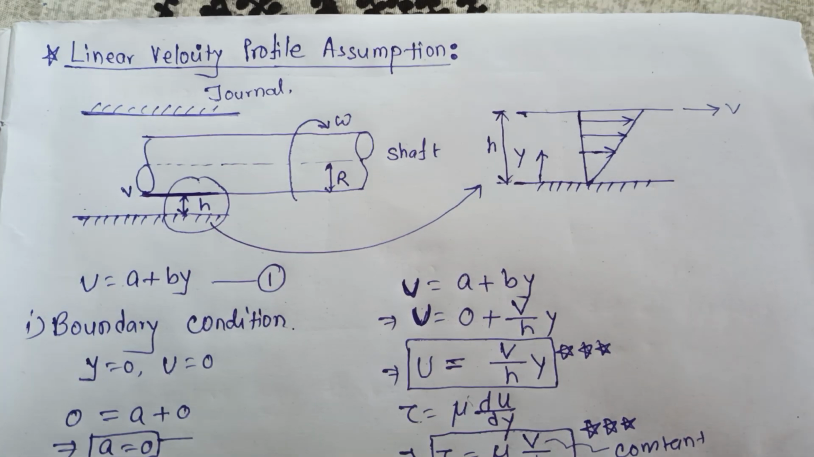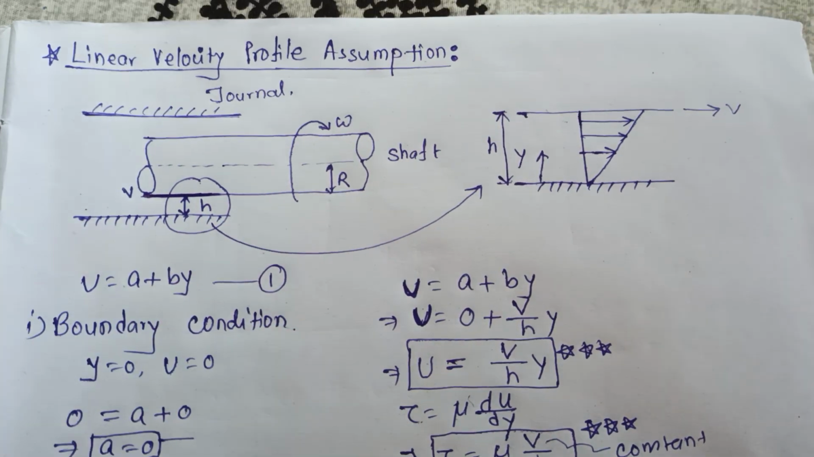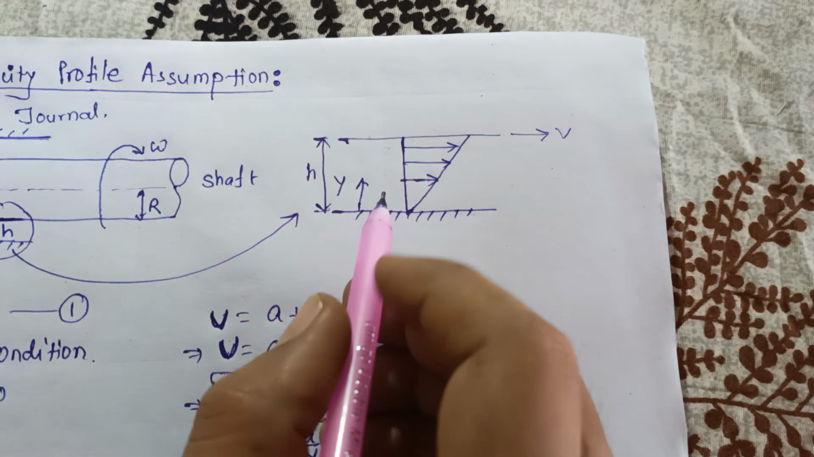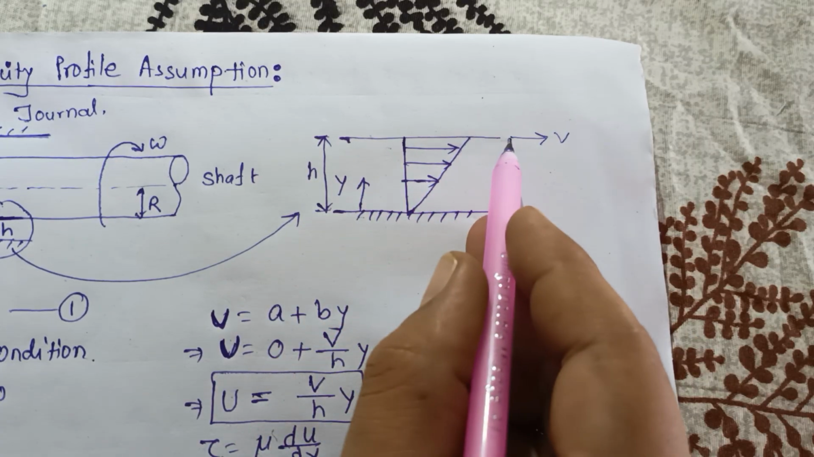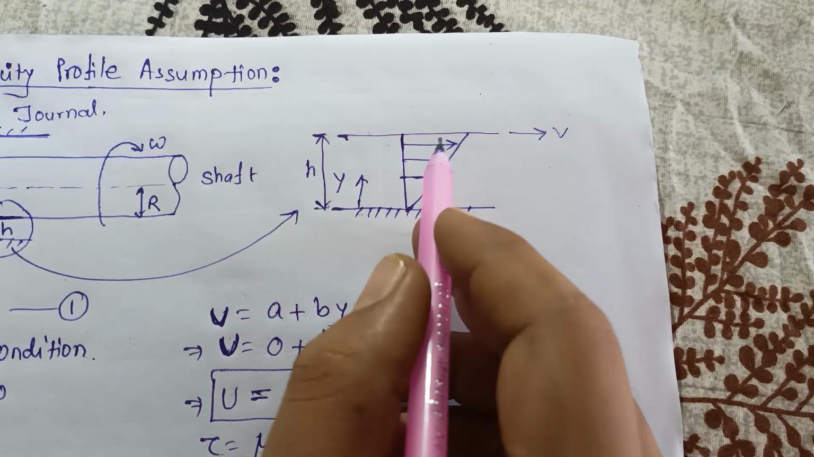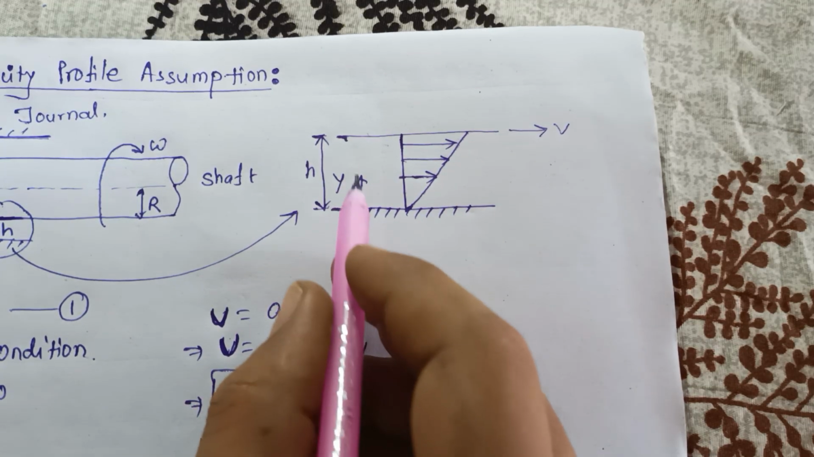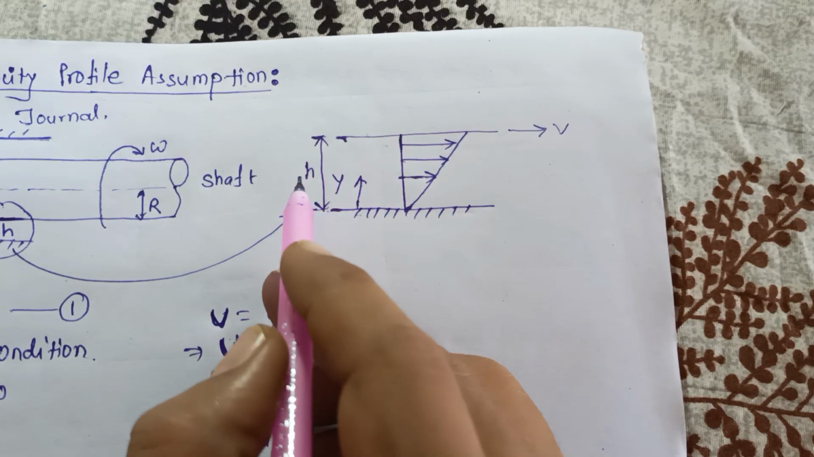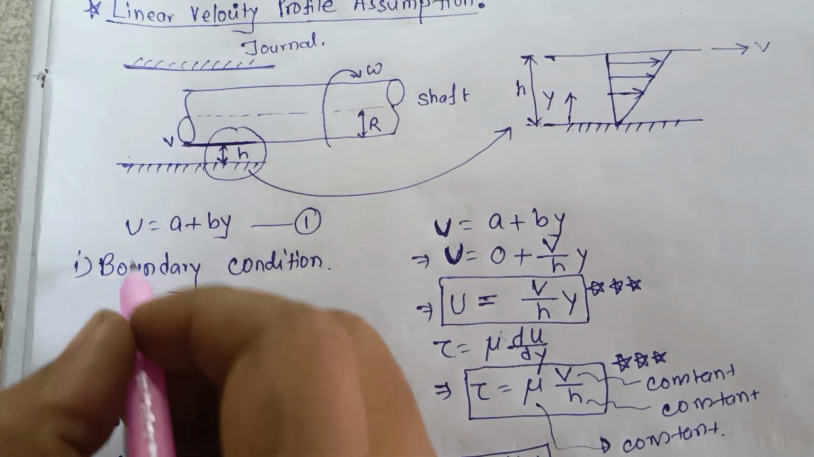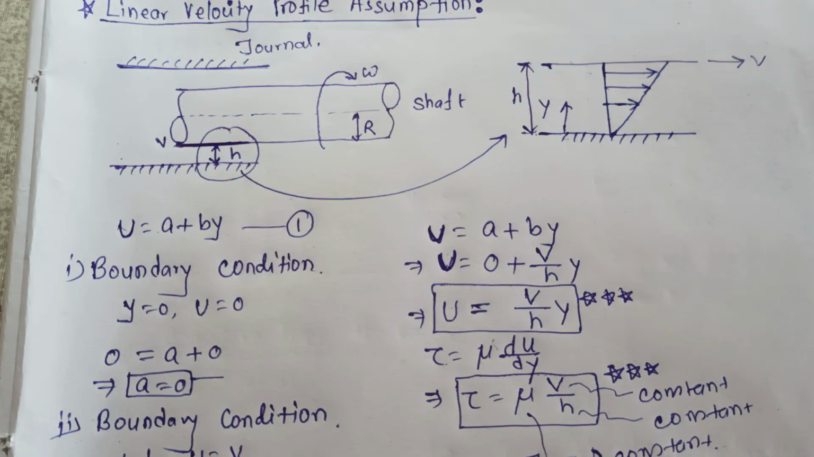h. If we see the larger view here, this is the solid surface and this is our shaft which is rotating, and there is a velocity profile, maybe like this, and this is the y direction. The distance between this and the shaft is h. Now consider u equal to a plus by. Now there are two boundary conditions.